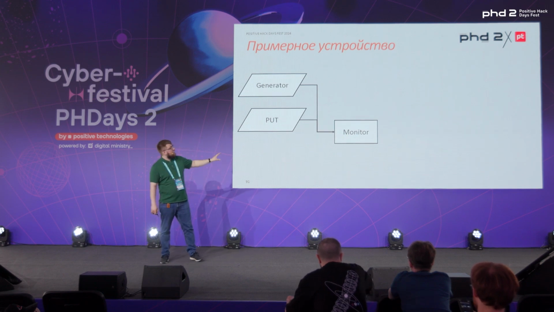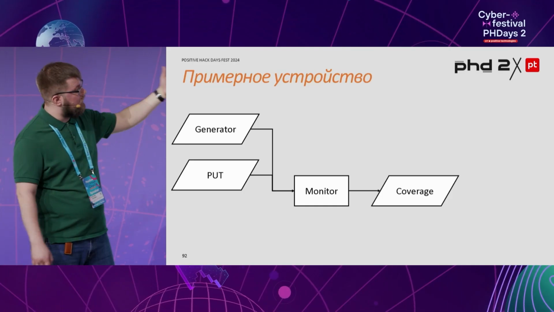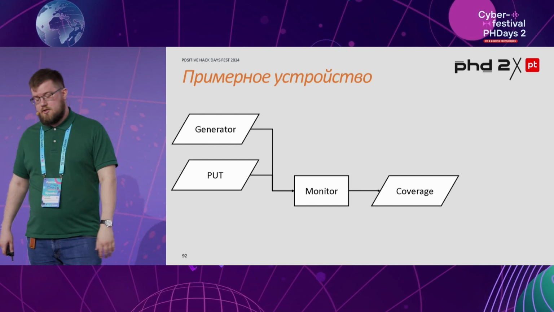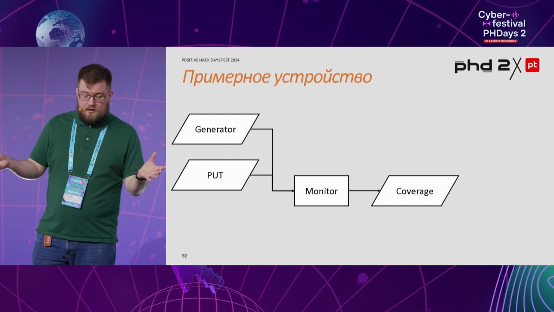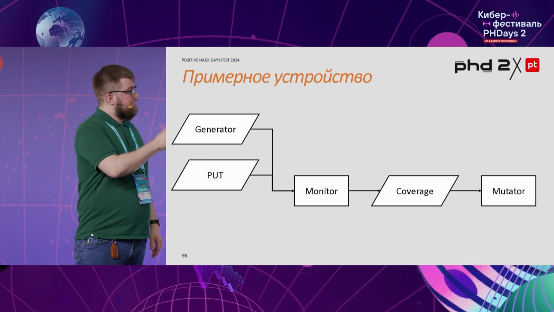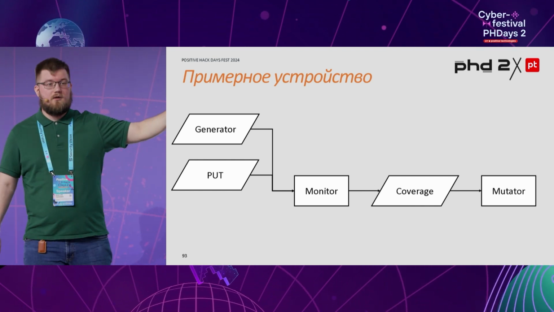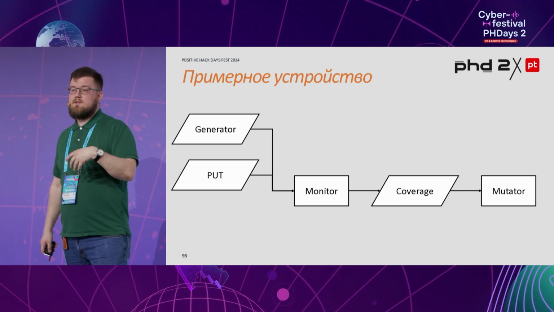So there is a generator, there's a program under test, there is a monitor, and the monitor is something that provides us data on the program operation. And the monitor has coverage or any runtime information that could be of interest to you. The coverage data is sent to a mutator that mutates the values.